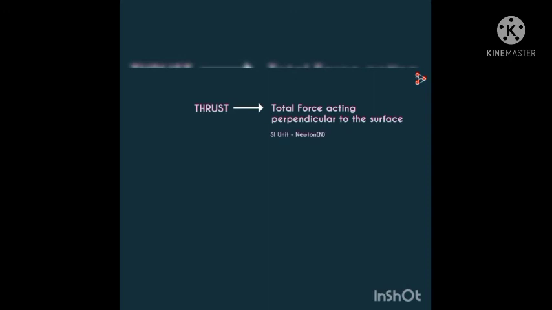Okay, my dear students, let's recall the topics which we had learnt in this section. The first topic is thrust. Thrust is the total force acting perpendicular to the surface. The unit of thrust is Newton. Next is pressure. Pressure is the thrust per unit area. The unit of pressure is Newton per meter square or Pascal.